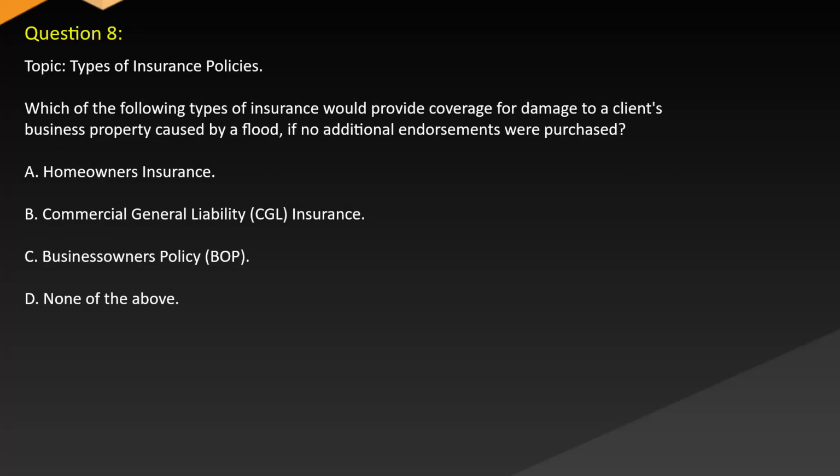Question 8 topic, types of insurance policies. Which of the following types of insurance would provide coverage for damage to a client's business property caused by a flood if no additional endorsements were purchased? A. Homeowners insurance. B. Commercial general liability, CGL, insurance. C. Business owners policy, BOP. D. None of the above.